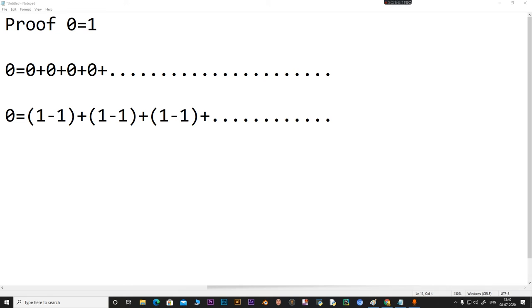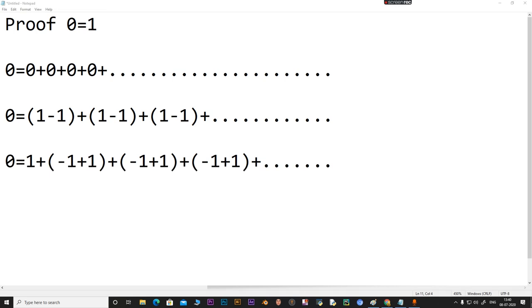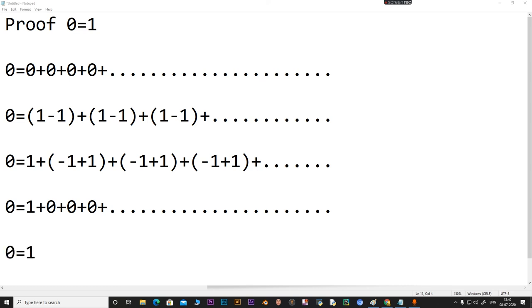So now what I'm going to do is I'm going to write this 1 as the same, and then I'm going to take the plus outside. Now what we have is 1 plus minus 1 plus 1 plus minus 1 plus 1 plus minus 1 plus 1 plus, going on to an infinite series, right? So now if you see, 1 plus minus 1 plus 1 will tend to 0, and then another 0 and another 0, and the series goes on to 0. See, now we can see that 0 will be equal to 1, and hence it's proved.